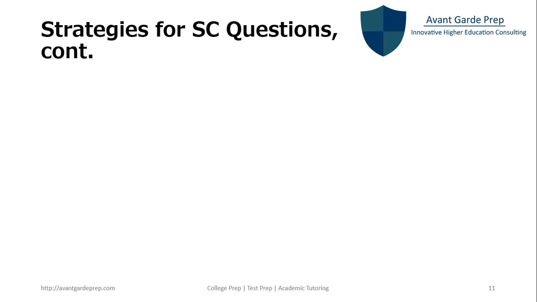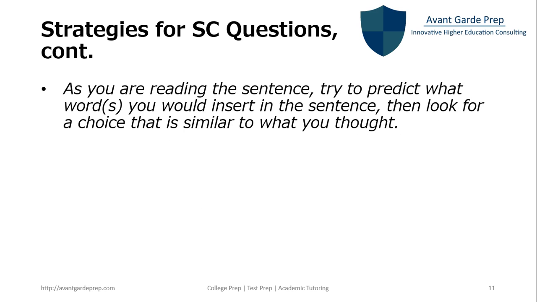Okay, some more strategies that will be helpful for you. As you're reading the sentence, try to predict what word or words you would insert into the sentence. And then when you look at the answer choices, try to find the word or words that was similar to what you thought. You might find yourself automatically doing this while you're reading the sentence, and that's good.